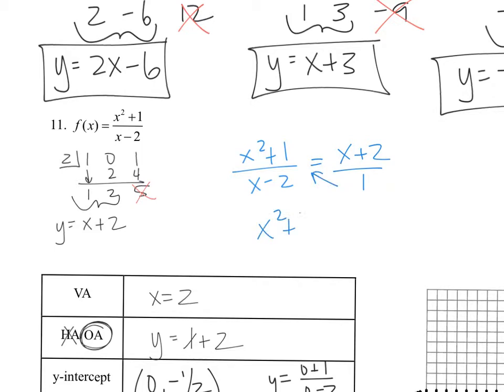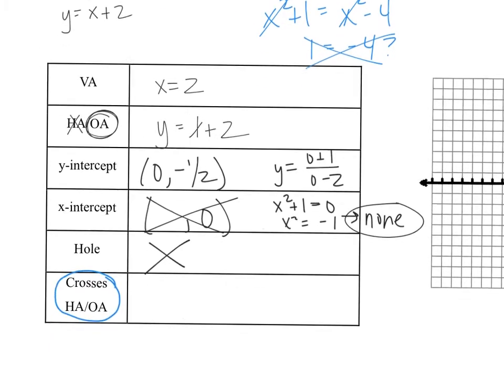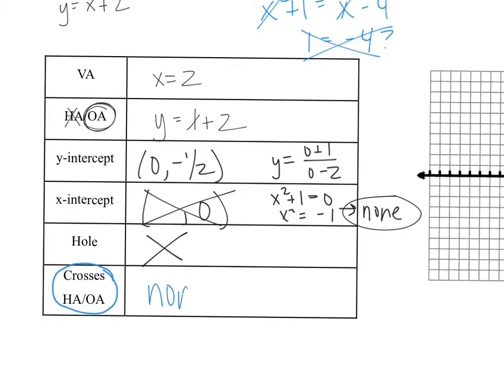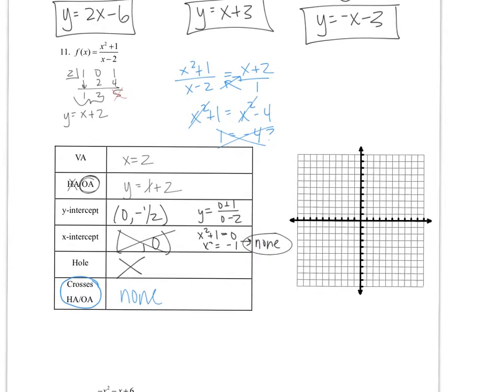I get x squared plus 1 equals, when I cross multiply this way, my middle terms cancel out, and I get x squared minus 4. And notice what happens here, the x squareds cancel on each side, so I get 1 equals -4. Okay, that doesn't make any sense. I'm not able to solve that equation. That means that it does not cross anywhere. I do not have a cross of my asymptotes.